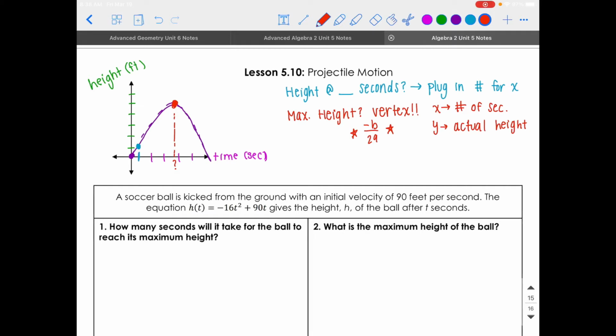Then the other thing that it might ask is, when does it hit the ground? So you're looking for this point. When it hits the ground, the height is 0. These are your x-intercepts. And you're always going to need to use the quadratic formula for those.